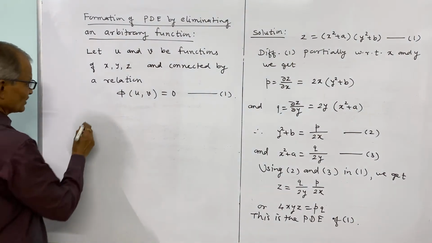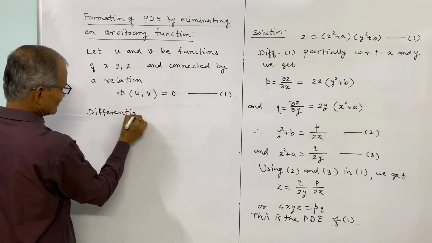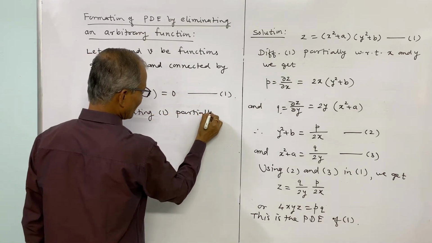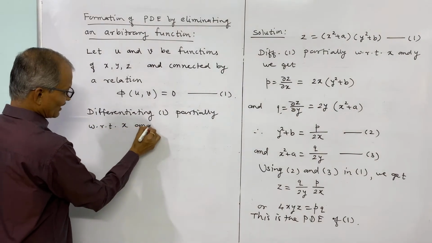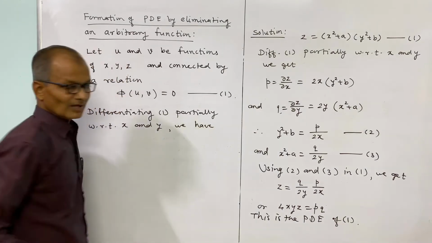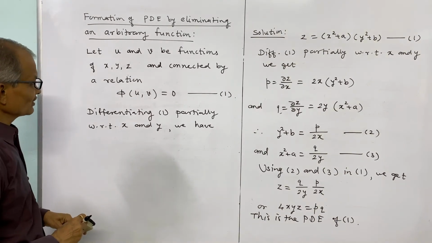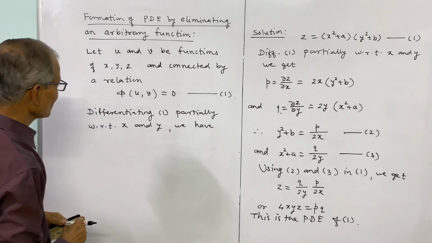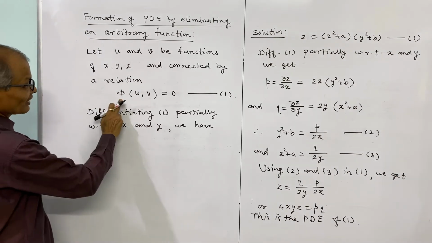So we write differentiating 1 partially with respect to x and y. Here the chain rule is important because this is a composite function. Phi is a function of u and v, and u and v are functions of x, y, z, and we want to differentiate it partially with respect to x. So first, phi is a function of u and v.